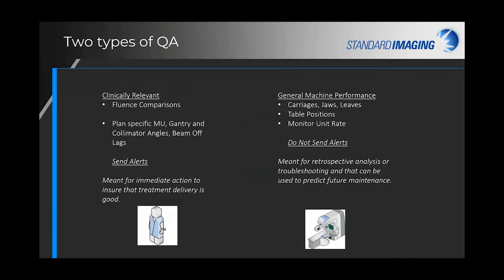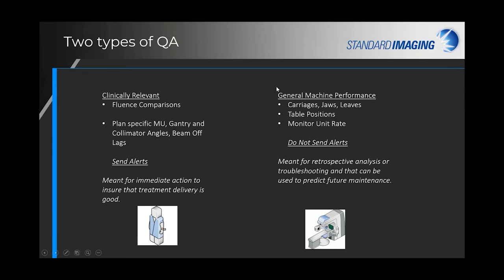Mostly there are 2 types of QA that can be reviewed using the LinacView software. On the one side, there is the clinically relevant review, which is based on the fluence comparisons between the RT plan and the log file, as well as the plan-specific parameters that are logged for each patient plan. This is meant for immediate action to ensure that the treatment delivery is appropriate. And so, of course, alerts are sent if any of the action limits are exceeded.